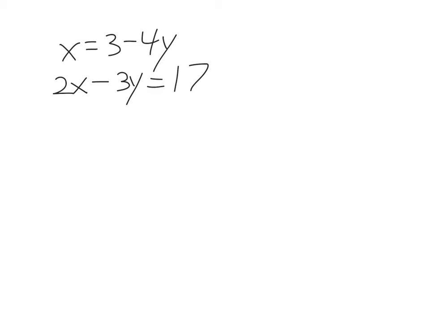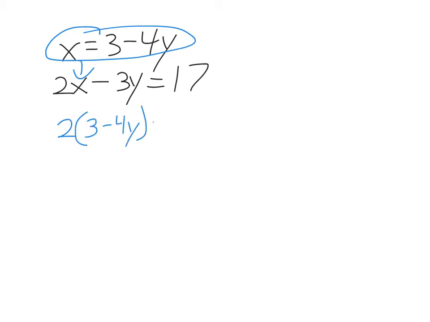All right, welcome back. Let's see if you got it right. And I know I threw a little curve at you on this one because I actually gave you what x was equal to this time. So really you were substituting in for x in this case. And you're replacing x with 3 minus 4y. So I get 2 times 3 minus 4y, minus 3y equals 17.